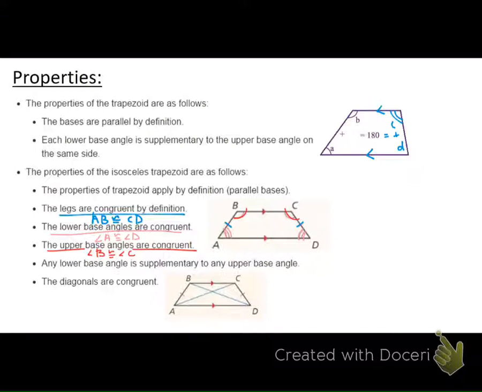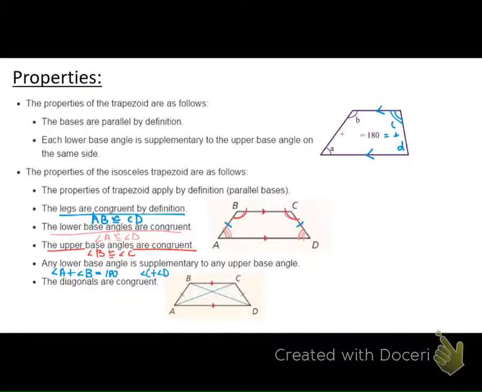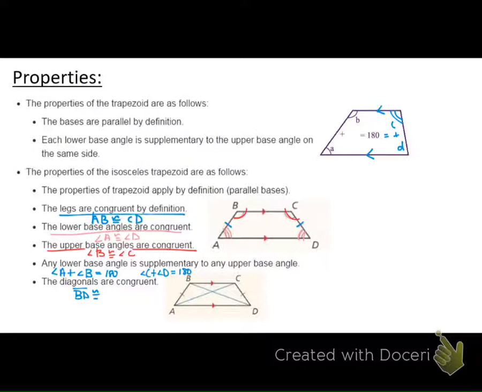So just to give you guys what those are. AB is congruent to CD. Angle A and D are the lower base angles that are congruent, and B and C are the upper base angles that are congruent. Any lower base angle is supplementary with an upper base angle, meaning that angle A plus angle B is 180, and angle C and angle D also add to 180. Diagonals connect opposite points, and we know that the diagonals are congruent, so BD is congruent to AC.